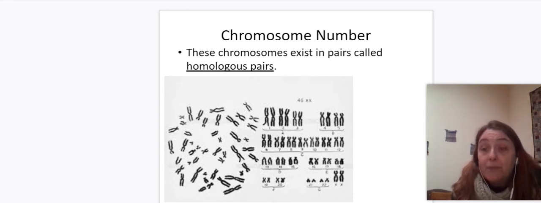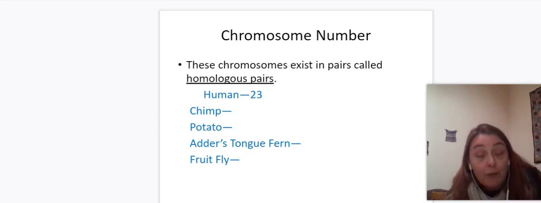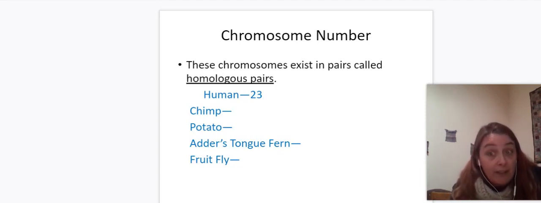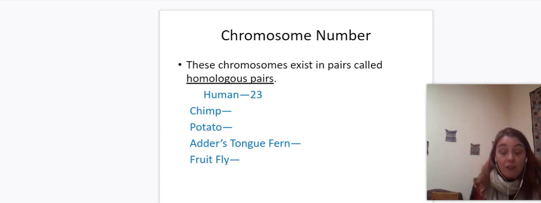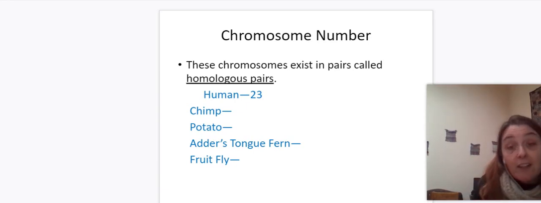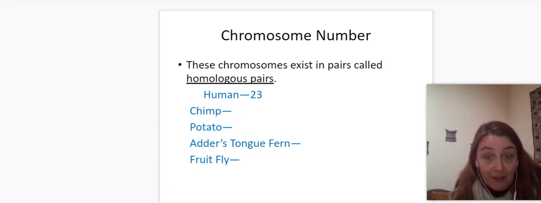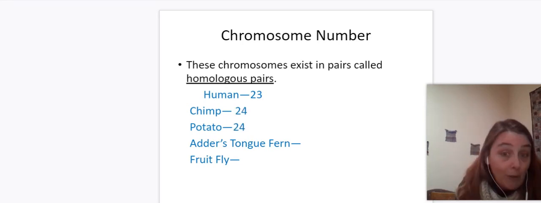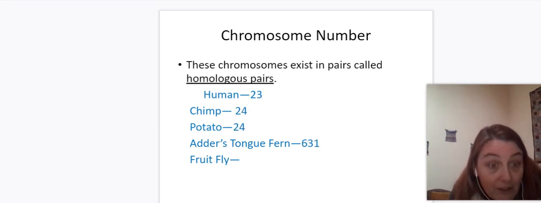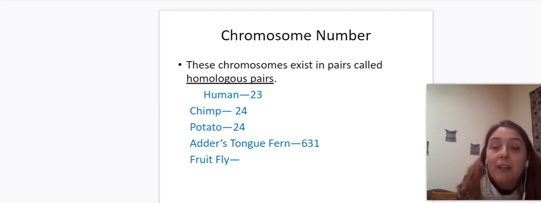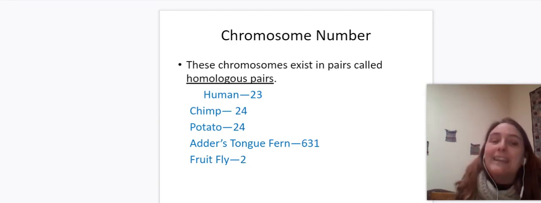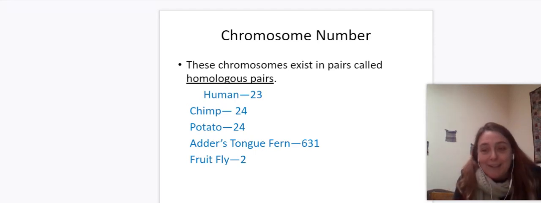So we have 23 pairs of chromosomes. That is, the 46 chromosomes can be arranged into 23 pairs that have traits about the same things on each of the pairs. And chimp, 24 pairs. The potato, 24 pairs. The fern, 631 pairs. Okay, and the fruit fly, 2. Again, making it a very useful example in class.